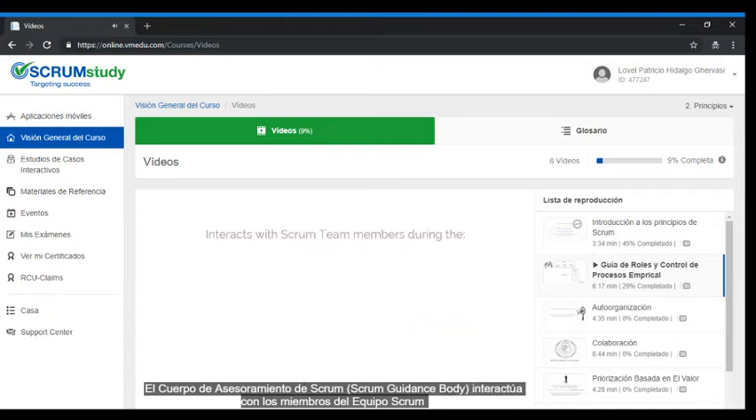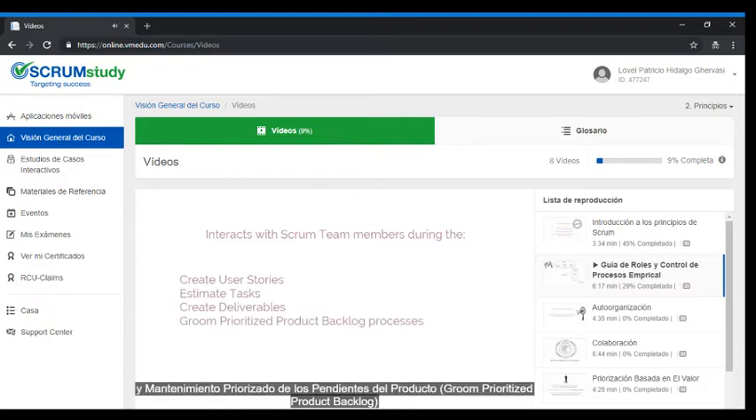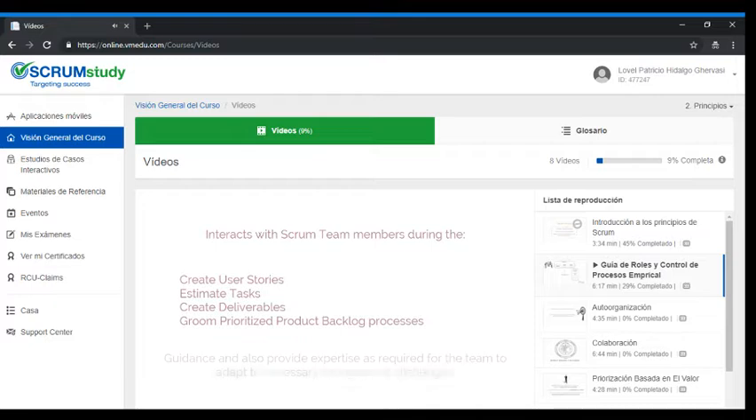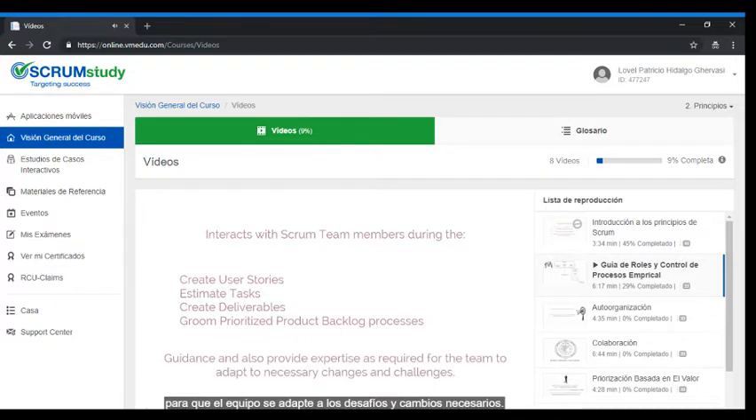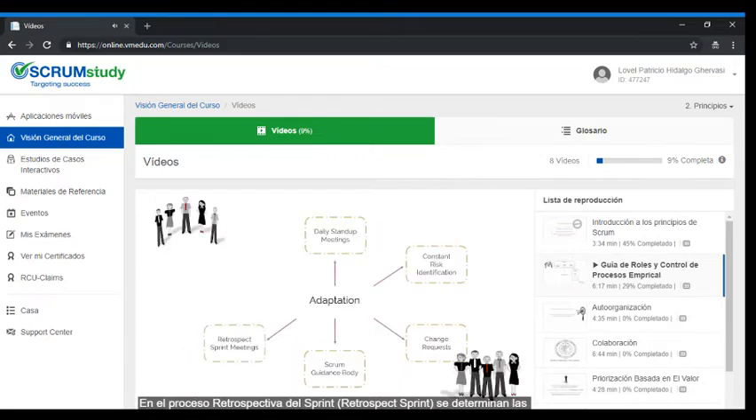The Scrum guidance body interacts with Scrum team members during the create user stories, estimate tasks, create deliverables, and groom prioritized product backlog processes to offer guidance and also provide expertise as required for the team to adapt to necessary changes and challenges.